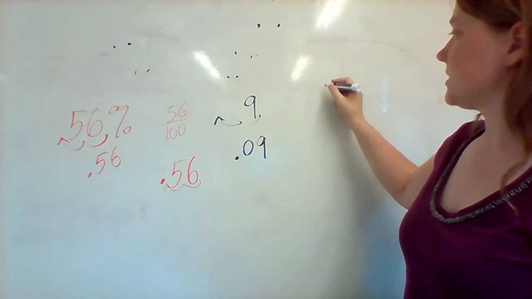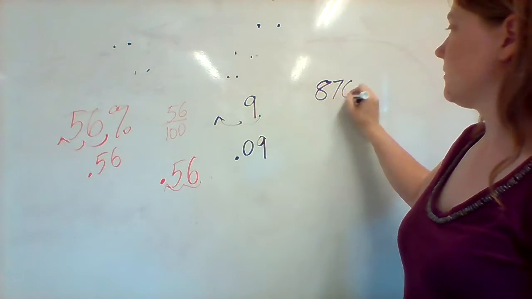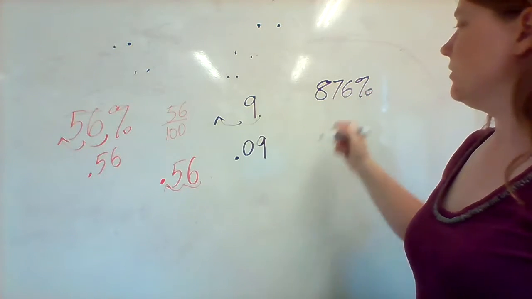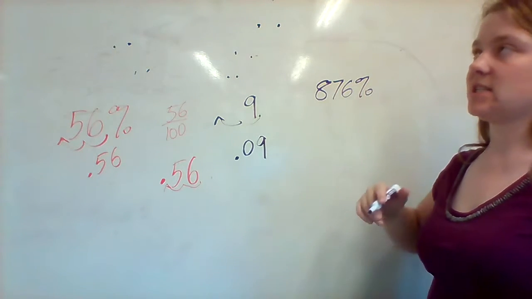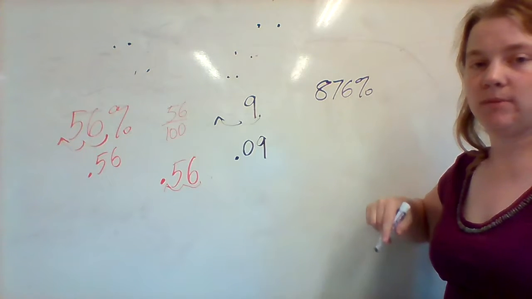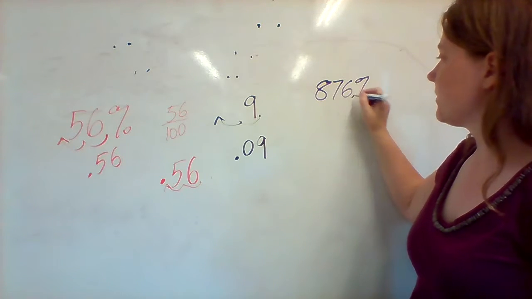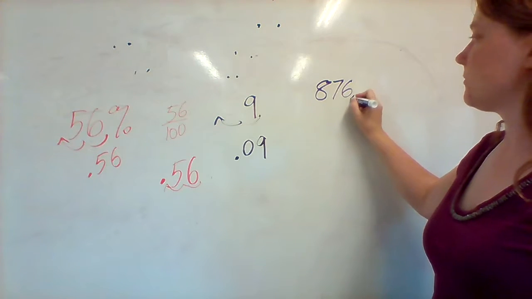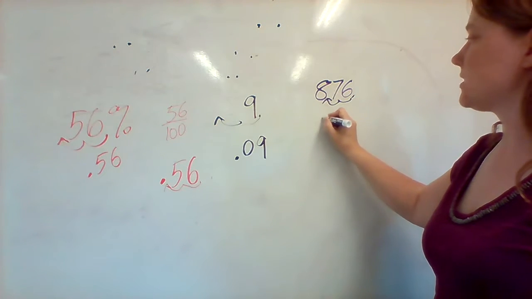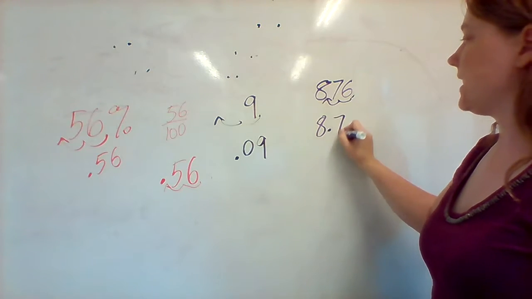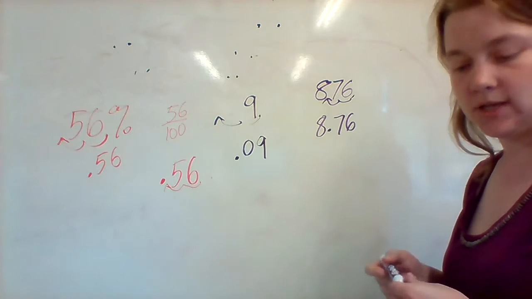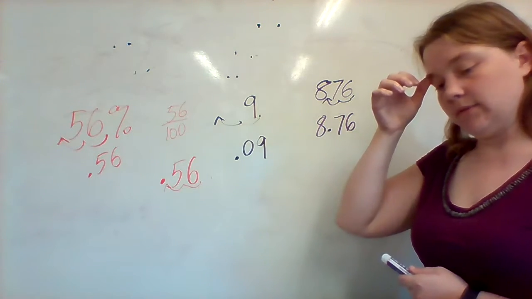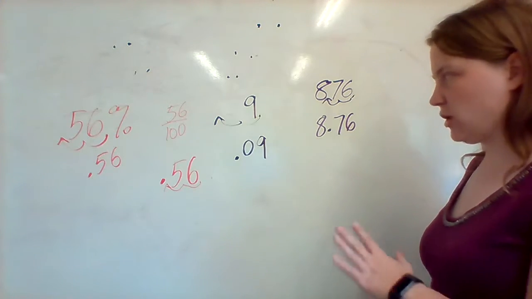Let's look at 876%. You don't see a decimal, but remember, a decimal is always at the end of any whole number, just like a period in a sentence. Percent sign is going to disappear, and that decimal is going to run 2 spots, so our final answer is 8 and 76 hundredths.